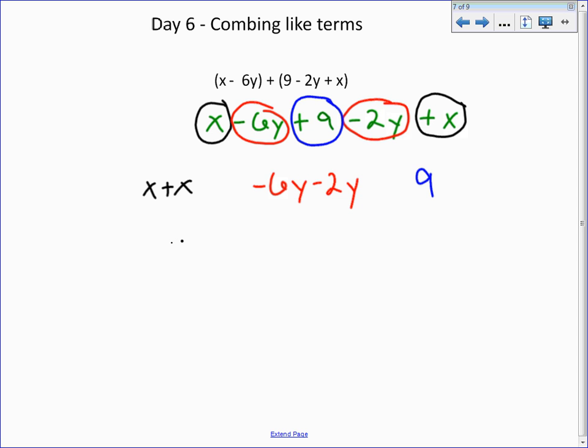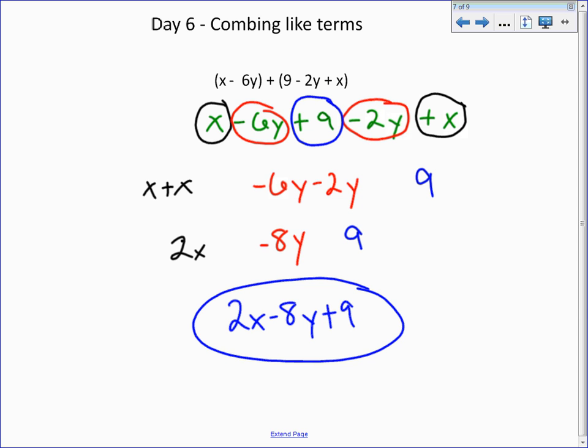1x plus 1x is 2x. Negative 6 minus 2 is negative 8y. And then finally 9. We put it all together, and we get 2x minus 8y plus 9. That's how we solve combining like terms.